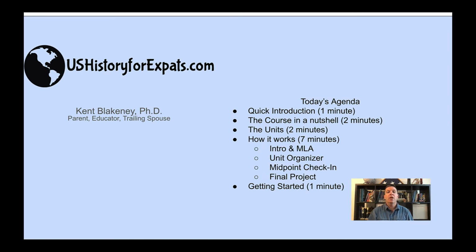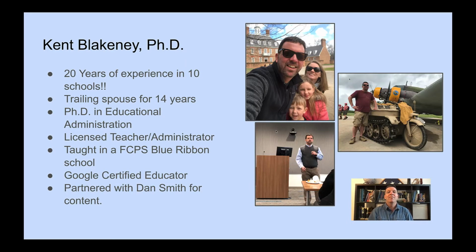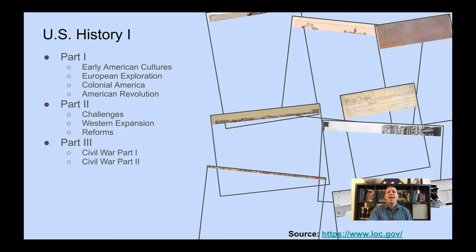Today we're going to go through a quick introduction of myself, the course, the units, how it works, and how you can get started. So this is a little bit of information about me. I met my wife while living overseas and teaching in an international school. Since then, I've taught in 6 more, and I have also taught in Virginia at a Blue Ribbon Middle School in Fairfax County. I have a PhD in educational leadership, I'm a Google certified educator, and I partnered with one of my buddies in Fairfax County to bring you some of the content that we have today.